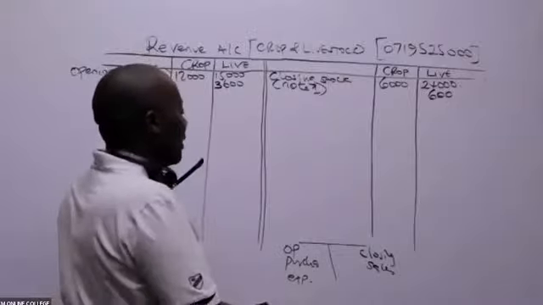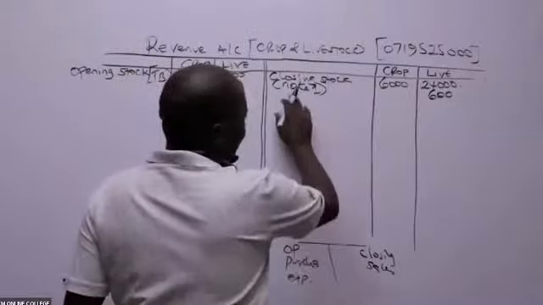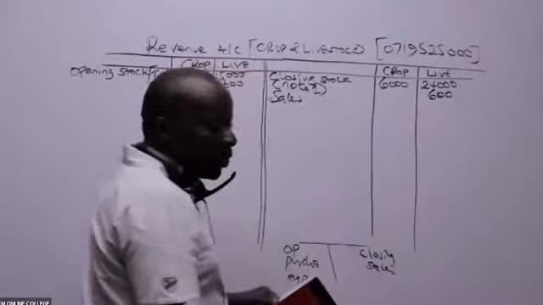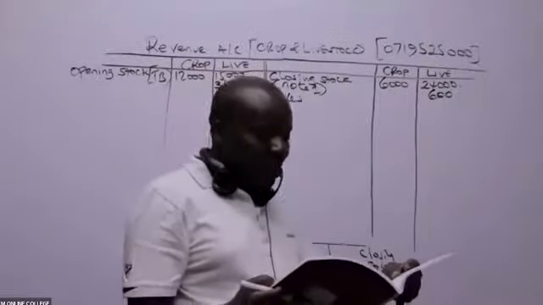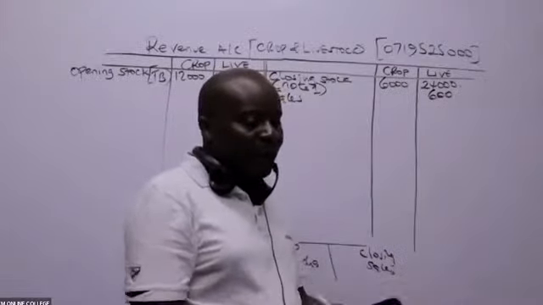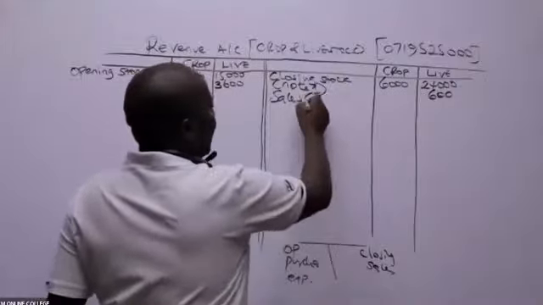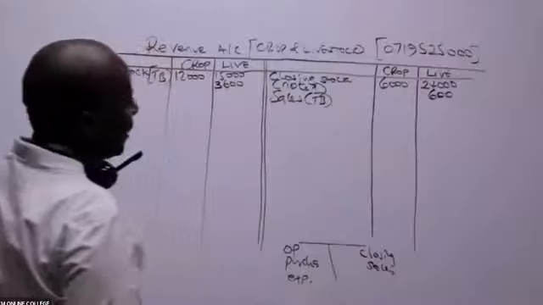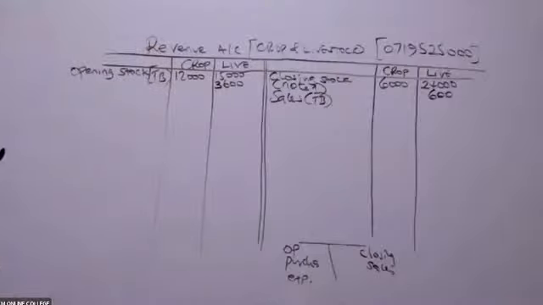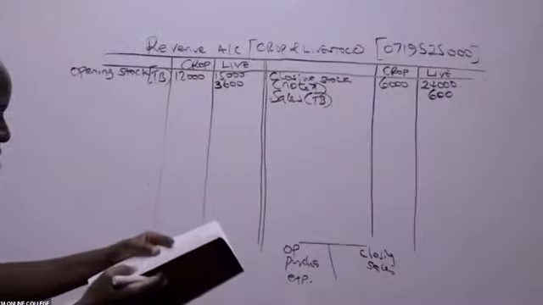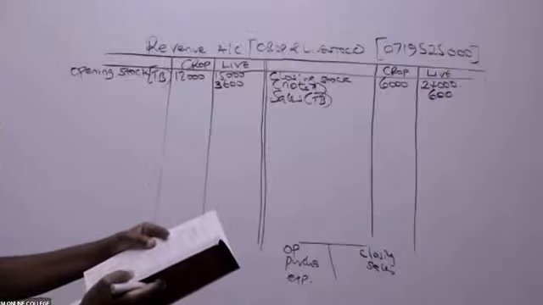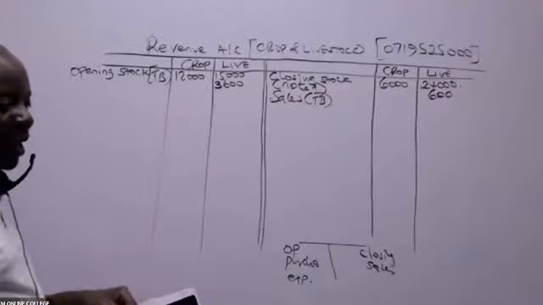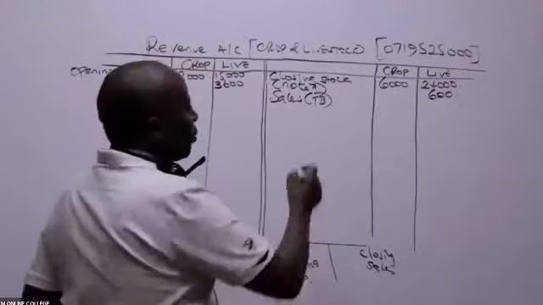So let's begin with sales. Of course, sales will come here. Is there somebody who is able to see the sales? Sales will be on the TB, the trial balance. The only thing you'll not get on the trial balance is the closing stock. So on the trial balance, you can see sale of crop, 21,000.